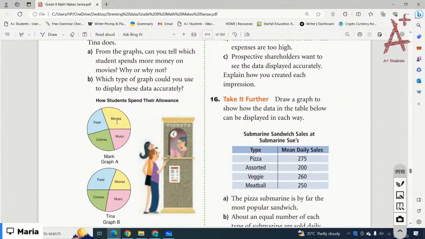Part B is, which type of graph could you use to display these types of data accurately? Basically, you're going to compare two values, right? Whenever a comparison is involved, you have to use the double bar graph. This data would be represented by the double bar graph, right? Okay.